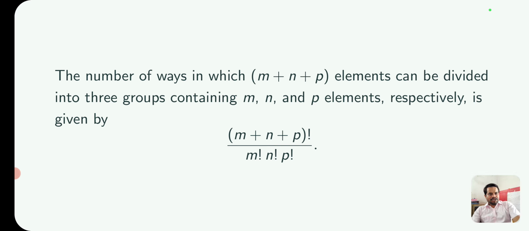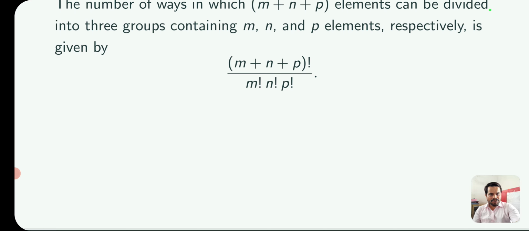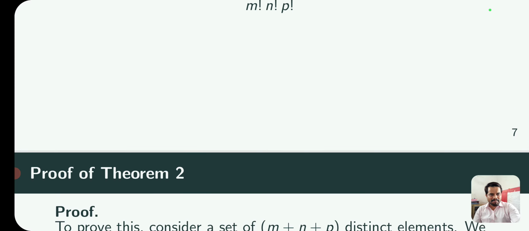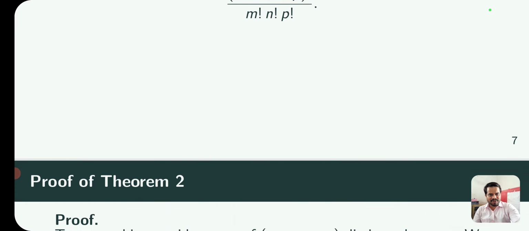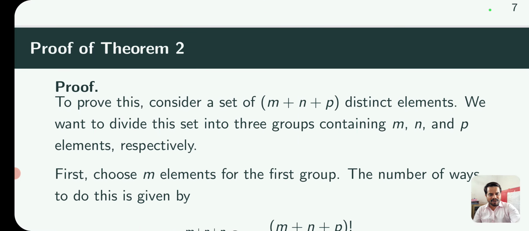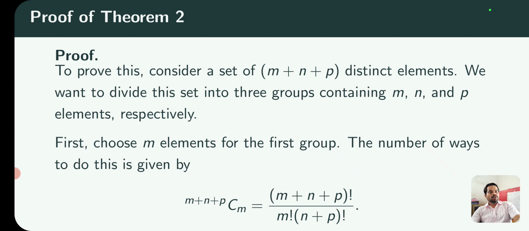So I think you have understood very well. You can extend the concept of the number of ways in which m plus n elements can be divided into two groups. Here we now have to find the number of ways in which m plus n plus p elements can be divided into three groups. So this is the difference. Before the extension, you can prove this result also. The proof is straightforward. Previously we have already solved the proof for two groups of m and n elements.